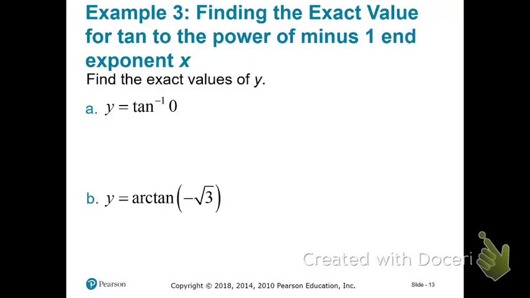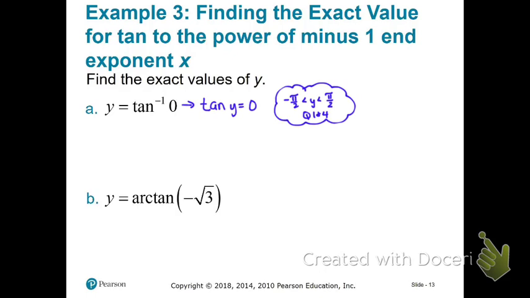All right, so let's find, for example 3, the exact values of y. So y is equal to the inverse tangent of 0. Just like before, let's do the inverse, so tangent of y will equal 0. We should be thinking about our interval and what quadrants we're looking for. Remember, this is negative pi over 2 to pi over 2, which means quadrants 1 and 4, right?